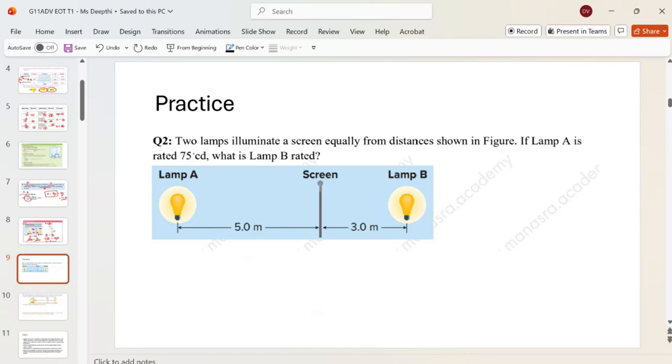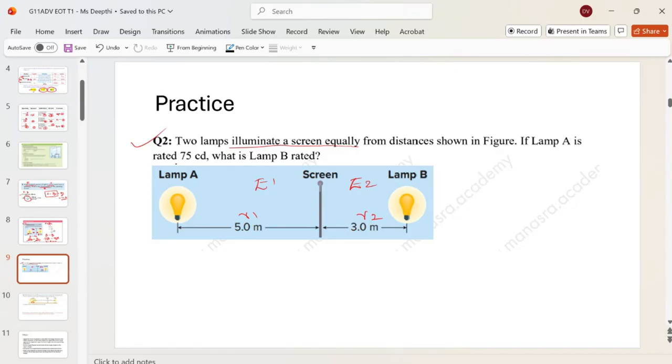Now, a similar question, but using another formula. It's also very important. One of them or both of them can be asked in your exam. So this is 2 lamps again. They illuminate the screen equally. If you see this, you should know that E1 is equal to E2. So there's lamp A and lamp B. We can take the lamp A as the first lamp. E1 equal to E2, and the distances are given, R1 and R2 for the 2 bulbs.